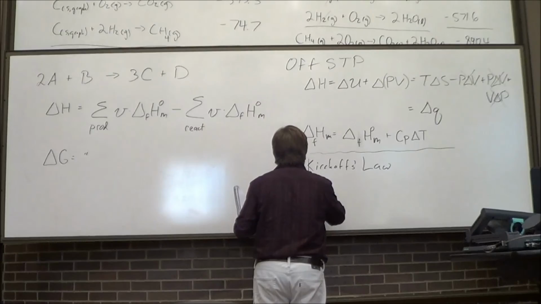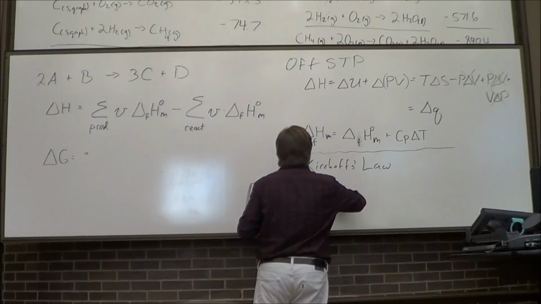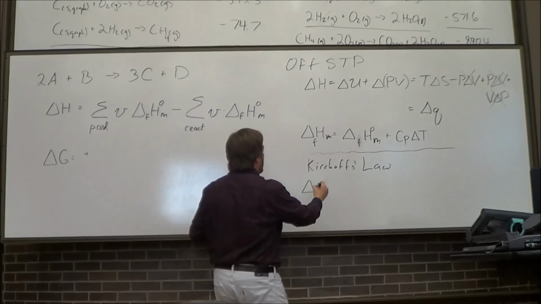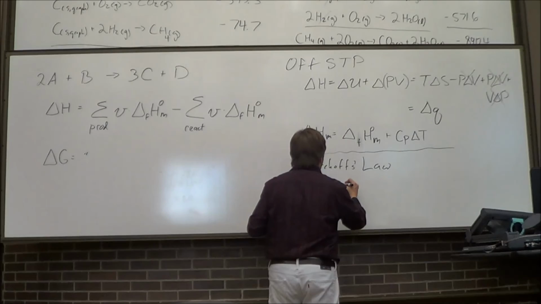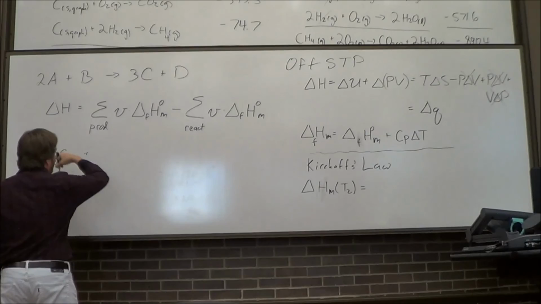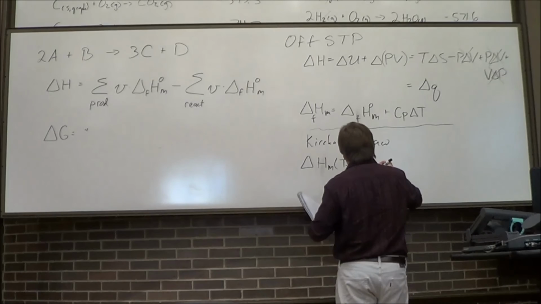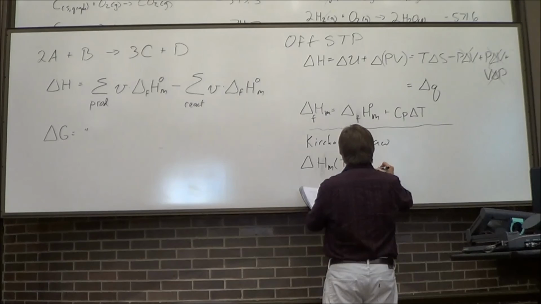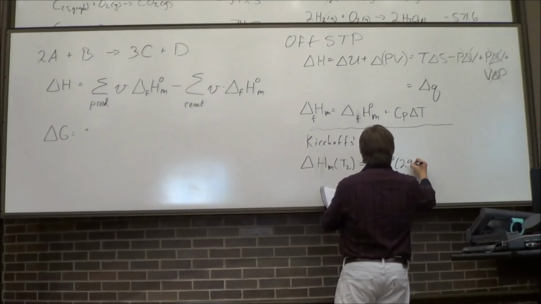Okay, so let's do delta H, and now I'm not going to be doing a formation reaction anymore. And I'm not at standard temperature, in fact I'm at T2. And what you get is the delta H. Notice I didn't make that a formation, because it's now an actual reaction, not necessarily from standard, not necessarily from elements in their standard state. I am actually trying to be careful there. Okay, so what you do is, I guess I need it per mole.